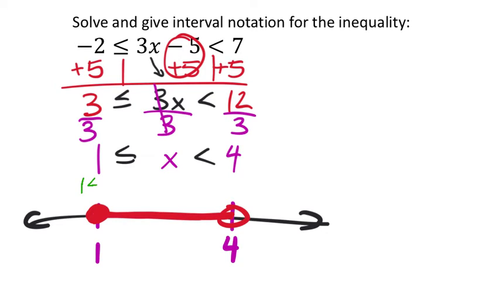And again, you could have split this up into 2 separate inequalities if you chose to. You could have said, well, 1 is less than or equal to x. And then over here, that would have been x is less than 4, with an and statement.